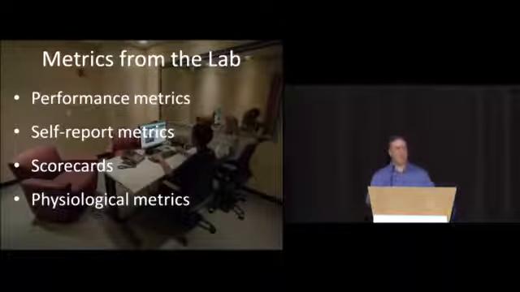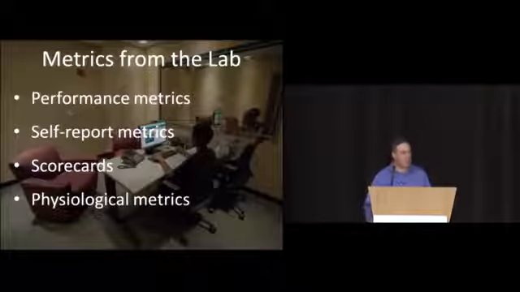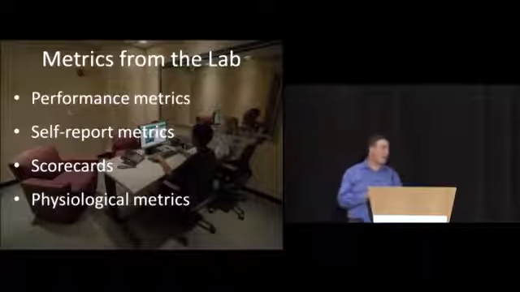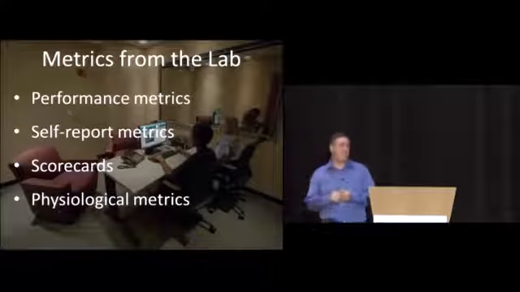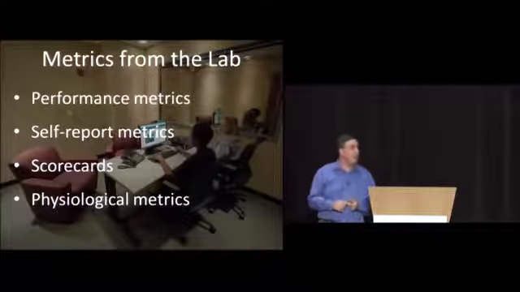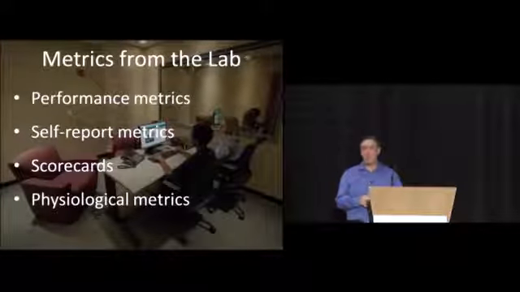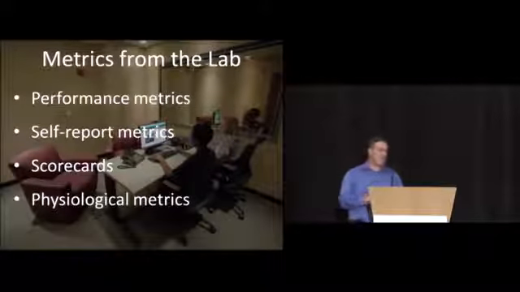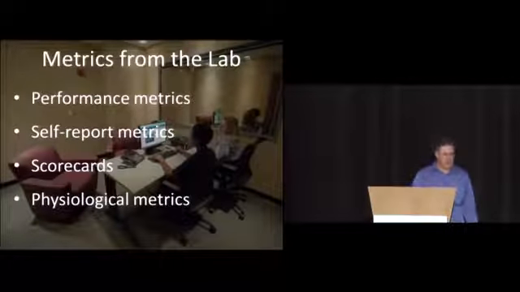Metrics from the lab. In the lab, again, normally we're dealing with small sample sizes, anywhere from 8 to 12 participants. But there are some metrics that we can get pretty reliable numbers on. Certainly performance metrics such as task success and efficiency metrics like time to completion or number of clicks. We get self-report metrics around ease of use ratings or a SUS score, confidence ratings, a whole host of different things that people are telling us about their experience.